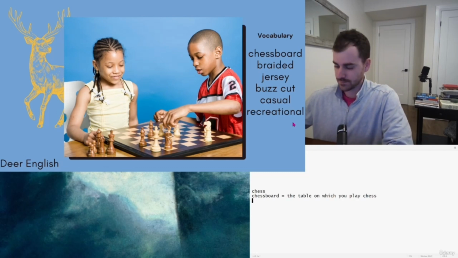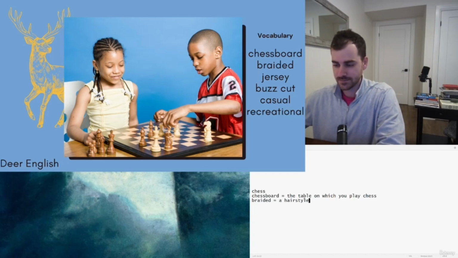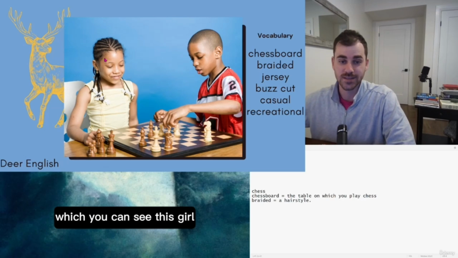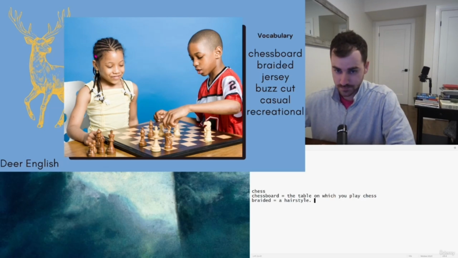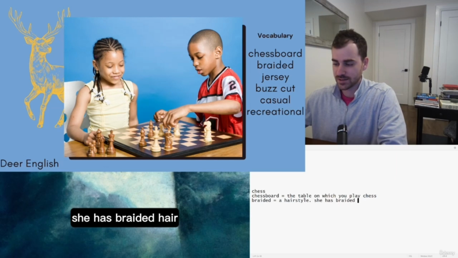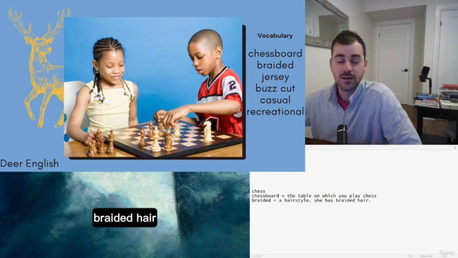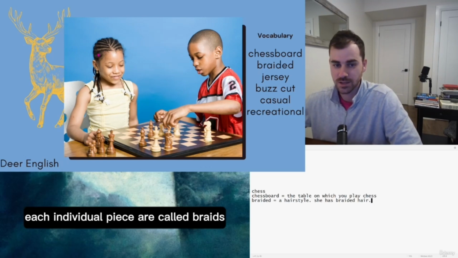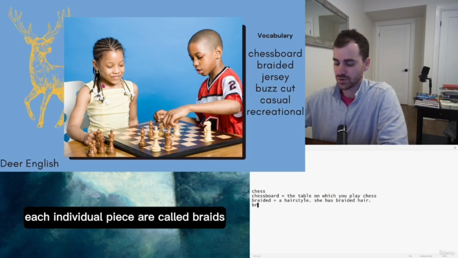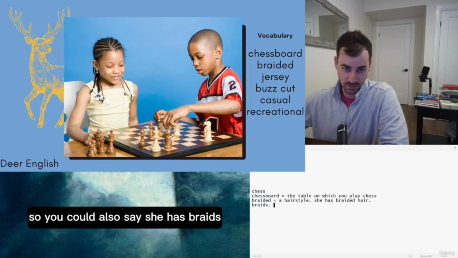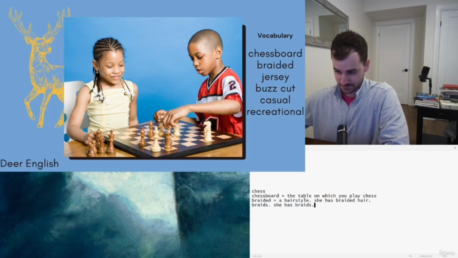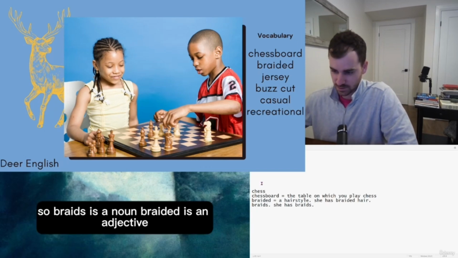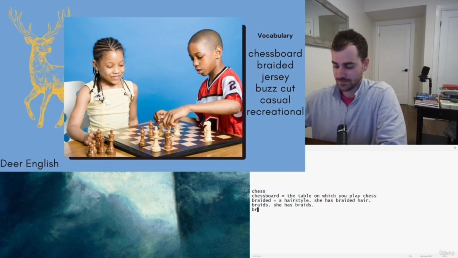Braided. It's a hairstyle, which you can see this girl, she has braided hair. Braided hair. And each individual piece is called a braid. So you could also say she has braids. So braids is a noun, braided is an adjective.